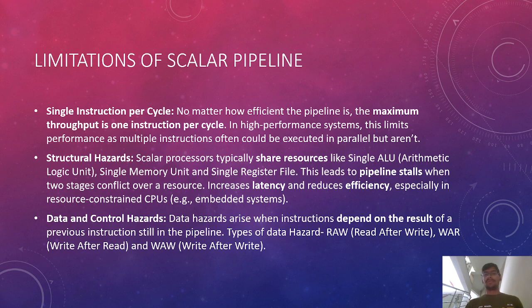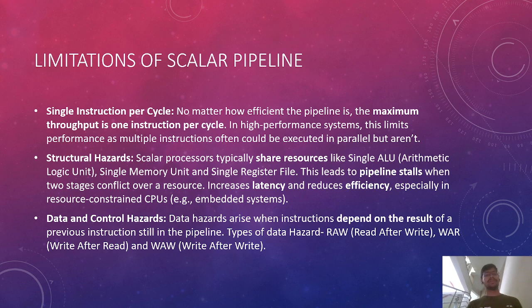In high performance systems, this limits performance, as multiple instructions could often be executed in parallel, but are not. Suppose you want to execute more than one instruction in parallel, then you can't do it with this scalar pipelining method. For that, you need to prefer another method. In scalar pipelining, only one instruction can be executed at a go.